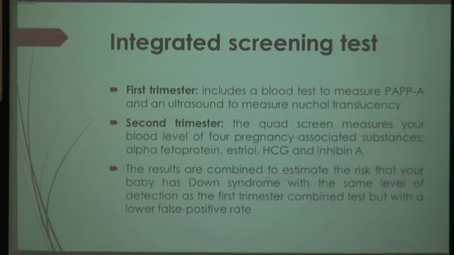This one actually has about the same accuracy of detection compared to the first trimester combined test, which we showed earlier. And it also has a lower false positive rate. So this one is actually preferred to the first one if you just want to do a screening test.